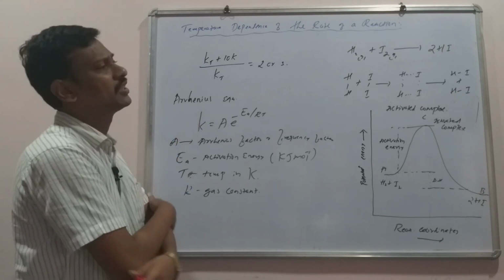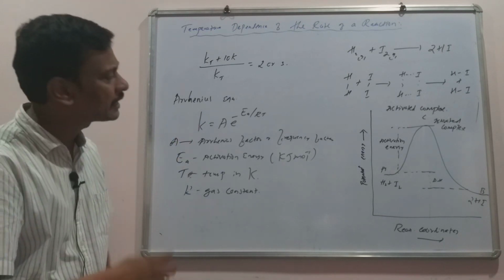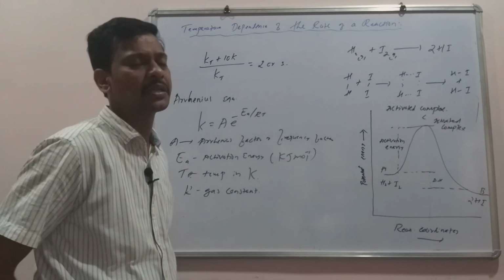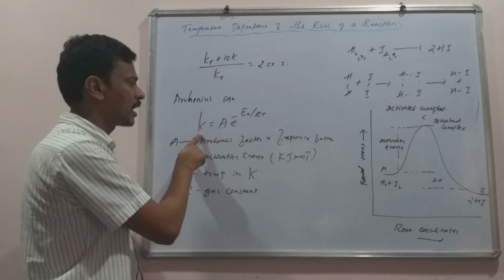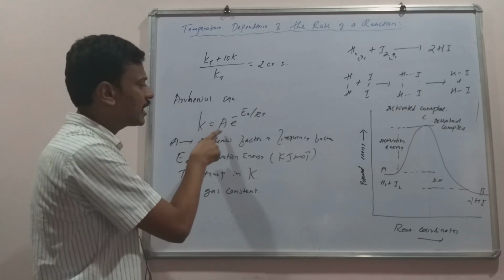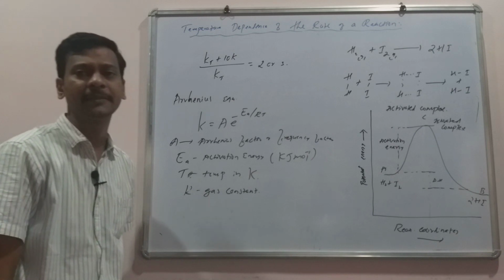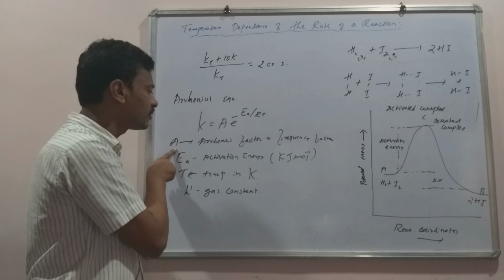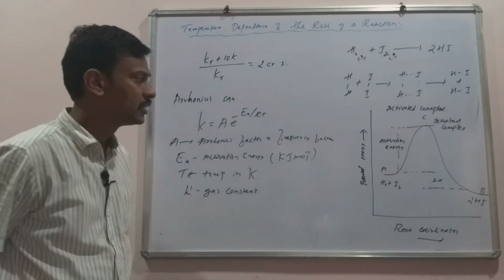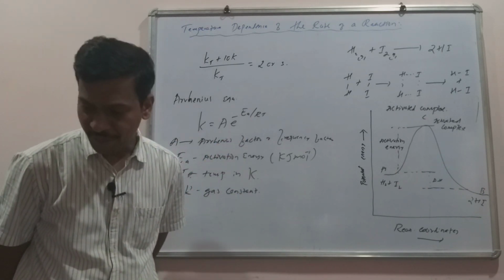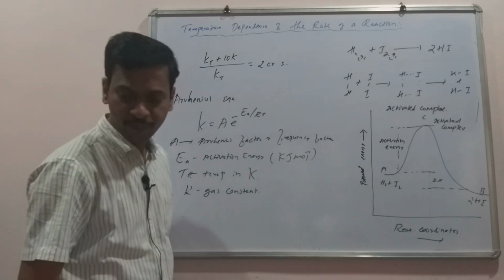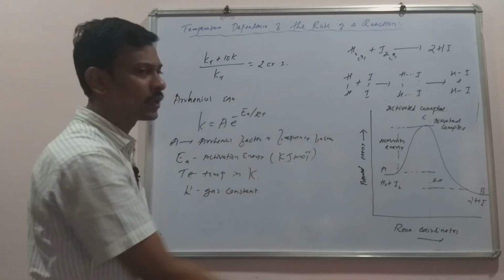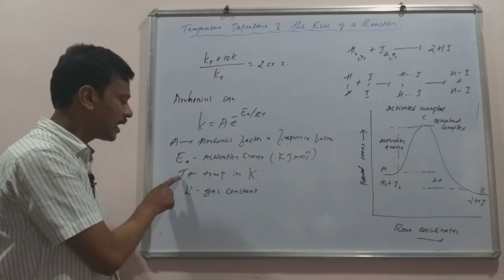Then this effect of temperature on the rate of reaction is clearly explained by Arrhenius. He gave the Arrhenius equation, which is K equals A e raised to minus Ea upon RT. K is the rate constant of the reaction. A is known as the Arrhenius factor or the frequency factor, or sometimes called the pre-exponential factor. Ea is the activation energy in kilojoule per mole, R is the gas constant, and T is the temperature in Kelvin.